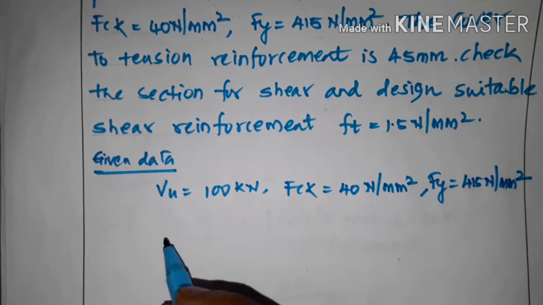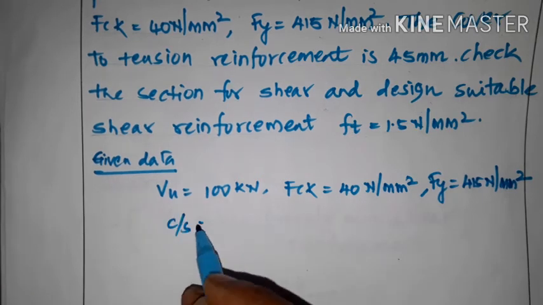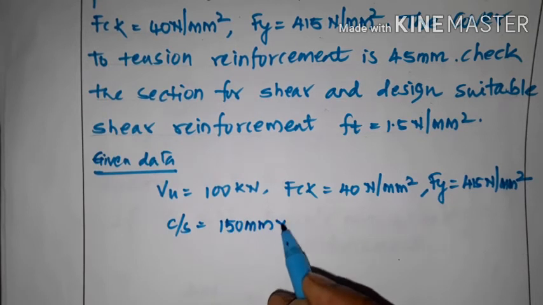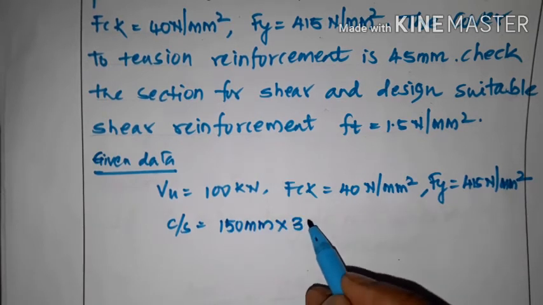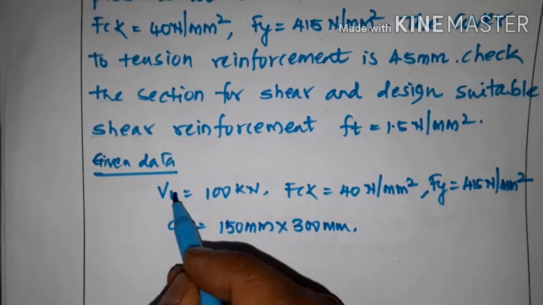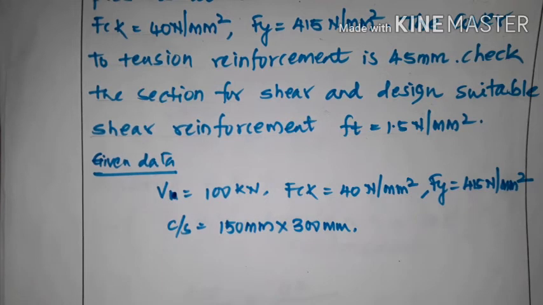Then the cross section is 150 mm by 300 mm. Understood? Sorry, this is only V, V is 100 kilonewton.